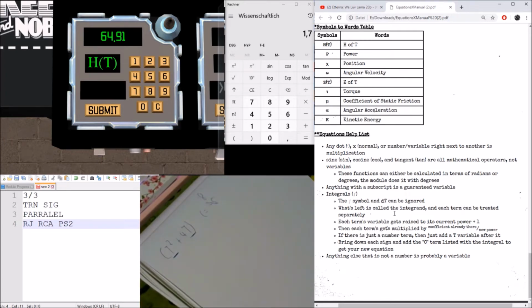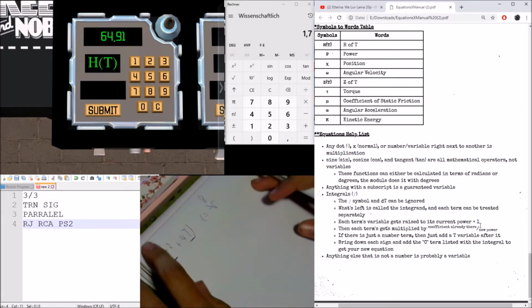You treat them separately. You get two sets of rules, or just two rules, I'm pretty sure, and you treat them individually, separately. So basically you just do that to both. Each term's variable gets raised to its current power plus 1. The current power is your square number or your variable.